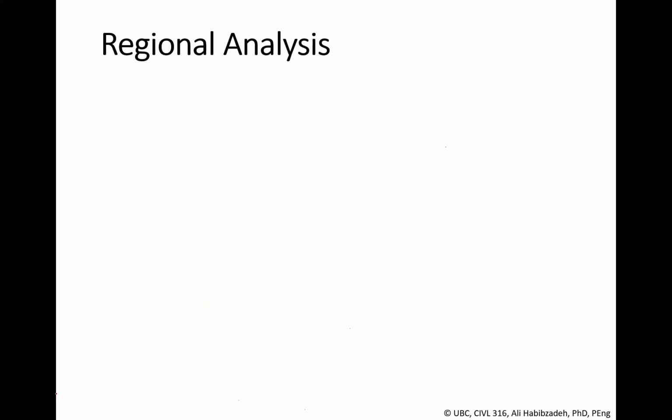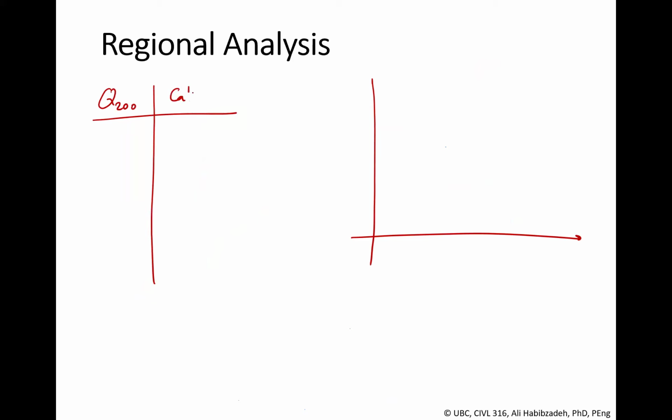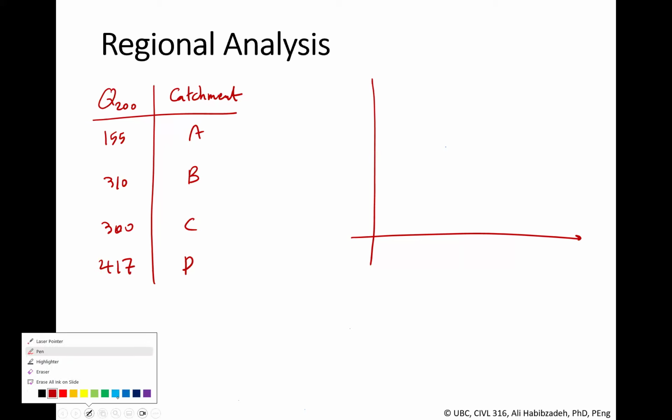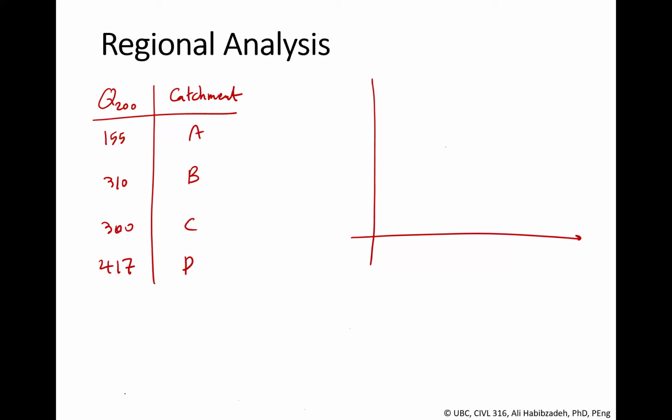So again, very quick example, tiny example here. Let's say I have a bunch of catchments and I did frequency analysis and I calculated their Q200. I have 4 catchments. I have A, B, C, and D. This one is 155 CMS, 310, 300, and 417. And I have more than 2. So in cases like this, we could do a little bit more accurate. We could say, let's plot area versus Q, in this case, Q200, right?